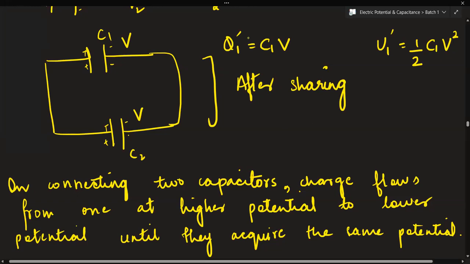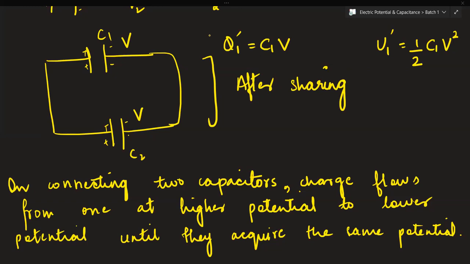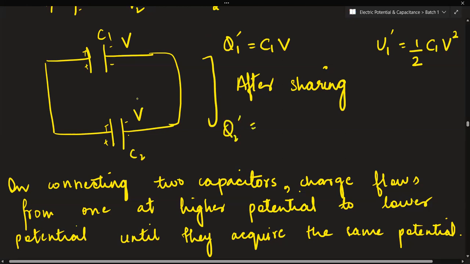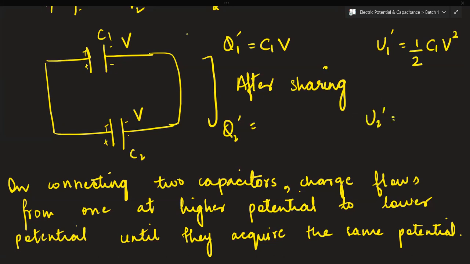So U1 dash and Q1 dash we have written. Maria, not the total charge. Right now I'm not asking the total charge. I'm asking about the specific one, like Q2. Only this capacitor, not the total charge. Okay, yes, it will be C2 V.